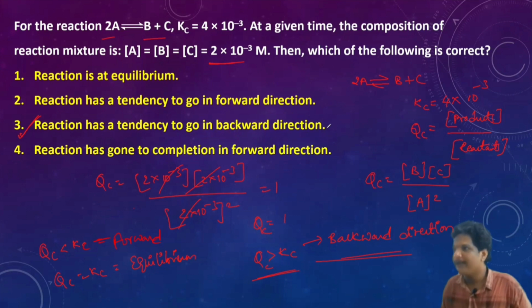So this is my correct option. Okay, is it clear, all of you? This is based on the Qc value and Kc value. If Qc is greater than Kc, that reaction will have a tendency to go in the backward direction.